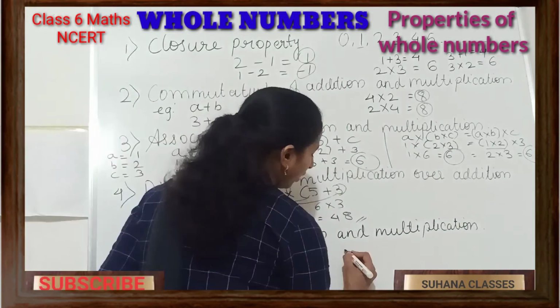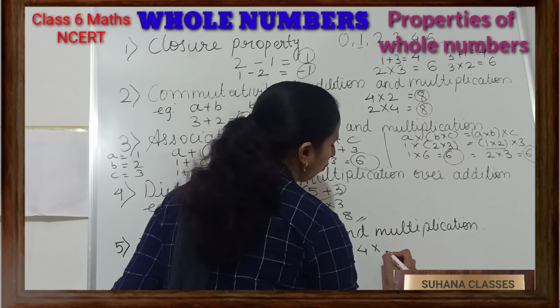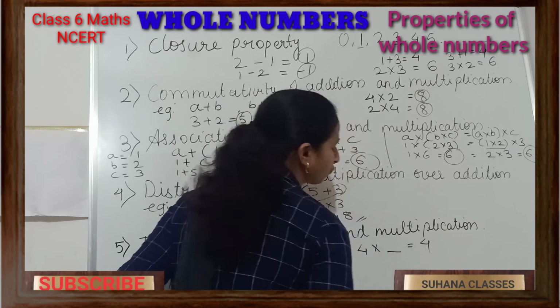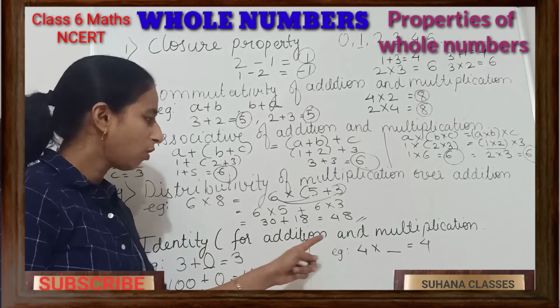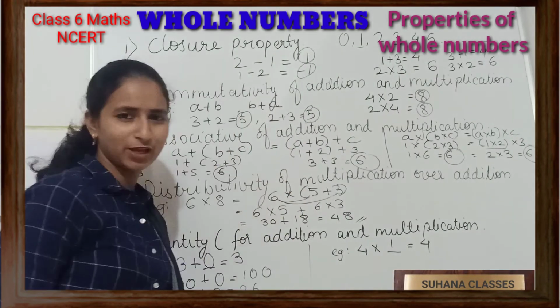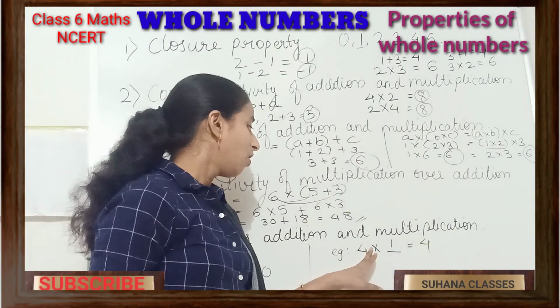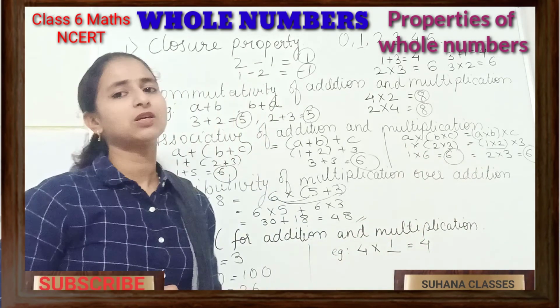If I take an example for multiplication, I will take 4 into what number? I will get the answer 4 again. So this is the identity of multiplication. 4 ones are how much? Yes, obviously 4 ones are 4. Yes or no? So that means if I multiply 4 by 1, again I will get the answer 4 only.